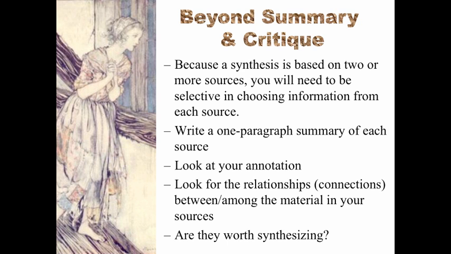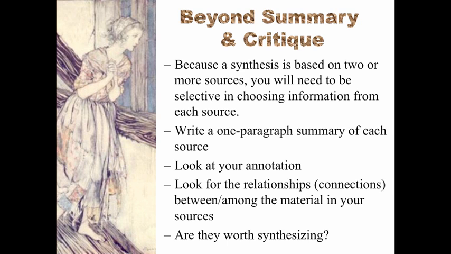Because a synthesis is based on two or more sources, you will need to be selective in choosing information from each source. You're never going to include everything written in an article when you are synthesizing and putting things together. You need to be able to write a one-paragraph summary of each source. If you cannot summarize what you read in one paragraph, then you need to go back and reread it because you were probably distracted while you were reading.